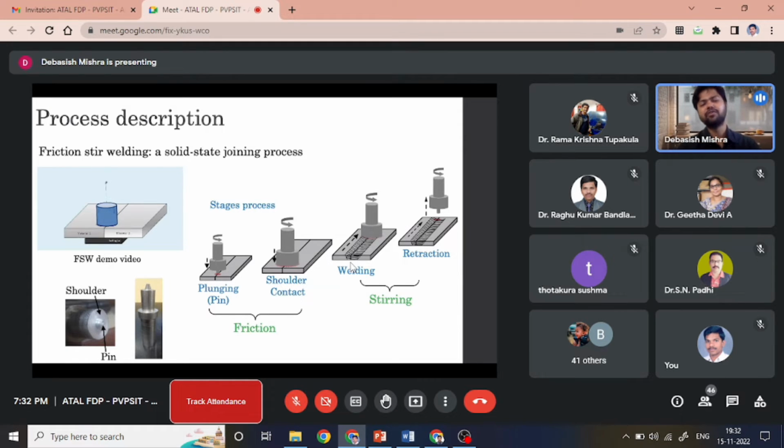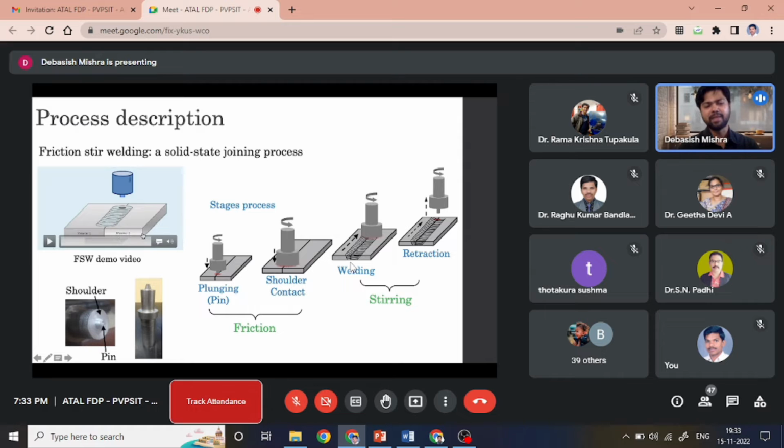So friction stir welding is a solid state joining process. This blue colored thing is the tool. It's a solid tool, and here is a picture of how the tool looks. The protruding part here at the top is referred to as the pin, and this pin is crowned by this shoulder. You can see here, this is the shoulder portion.